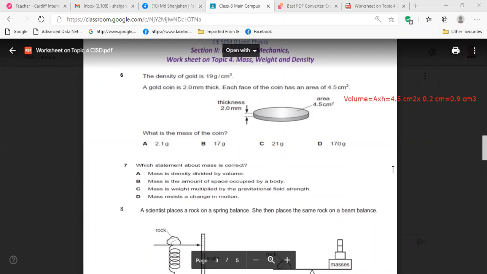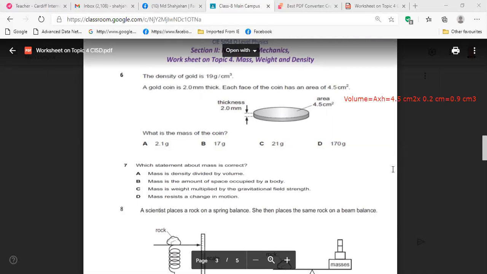Then Adrita, what about C? Why is C not correct? Sir, it's because weight is mass into gravitational field strength. So mass is weight divided by the gravitational field strength. They wrote there multiplied, it should be divided, right? Yes. Okay, then it could be correct. So our A, B, C all are wrong.